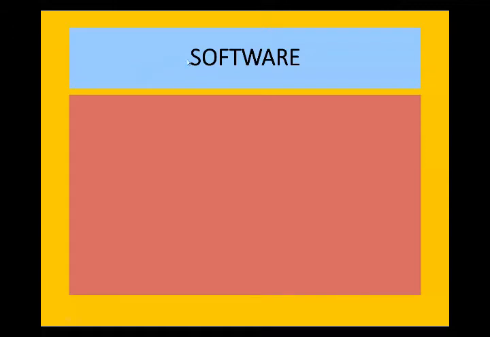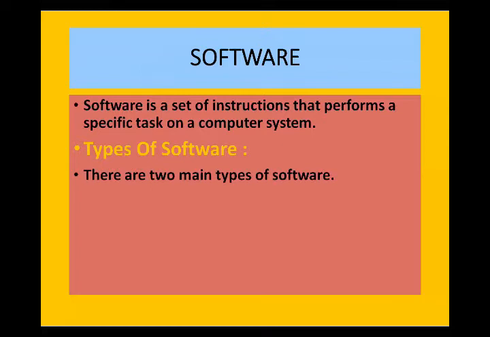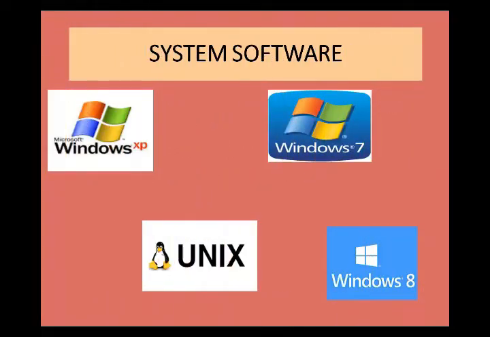So the second component of a computer is software. What is software? Software is a set of instructions that performs a specific task on a computer system. There are two main types of software. Number one is system software and number two is application software.